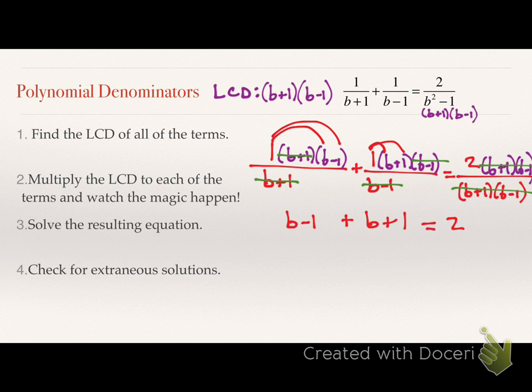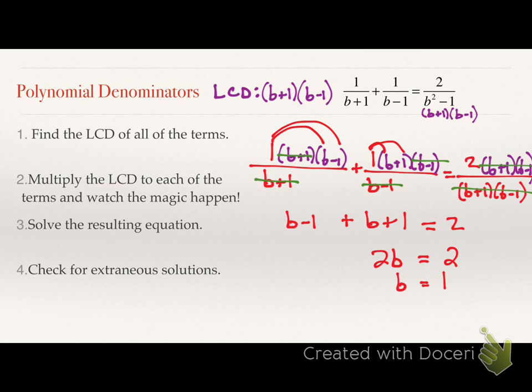So finding the common denominator was more challenging here. We had to factor first. The rest of this shouldn't be too bad. Got a linear equation here. We combine like terms on the left-hand side. The -1 and the +1 will cancel out, but b plus b is 2b. So now I have 2b is equal to 2, and I divide by 2 on both sides to figure out that b is equal to 1.